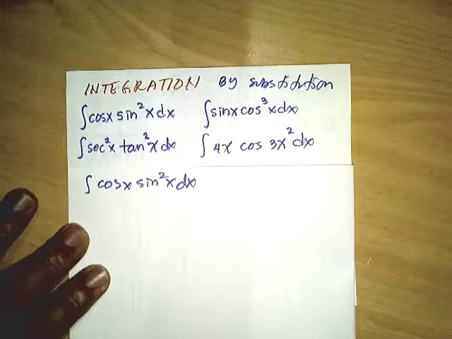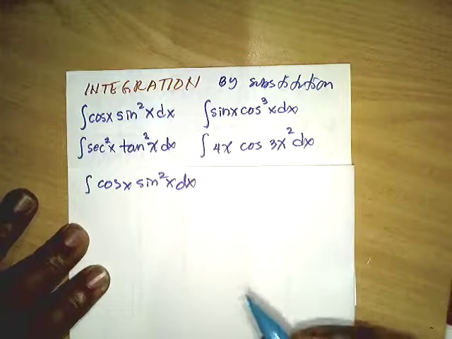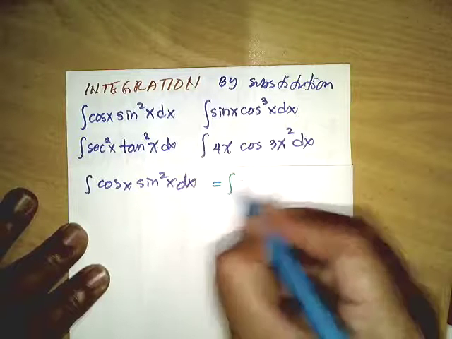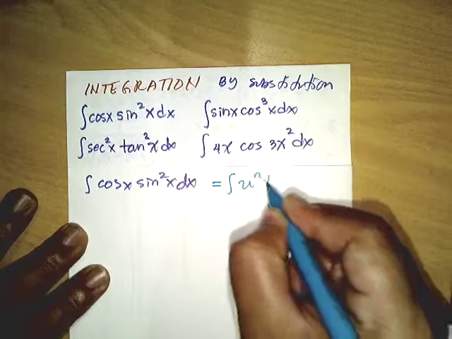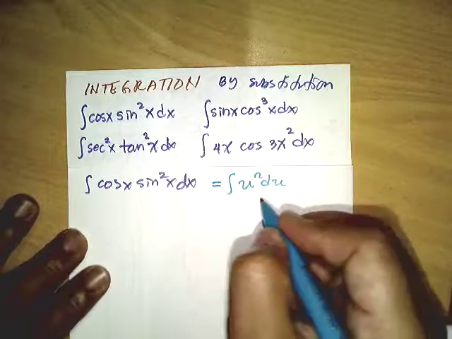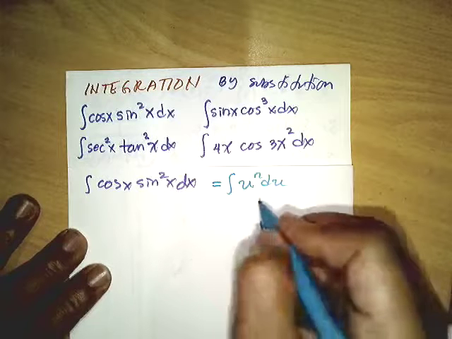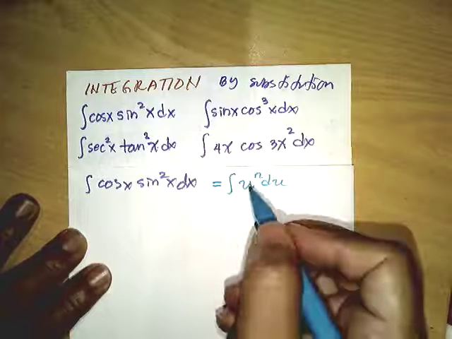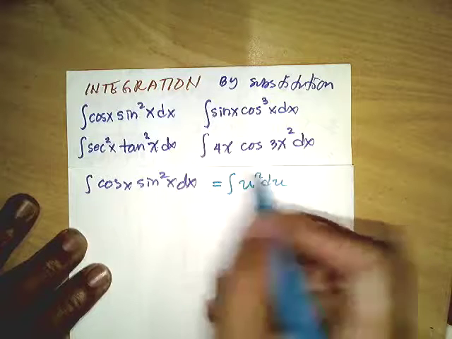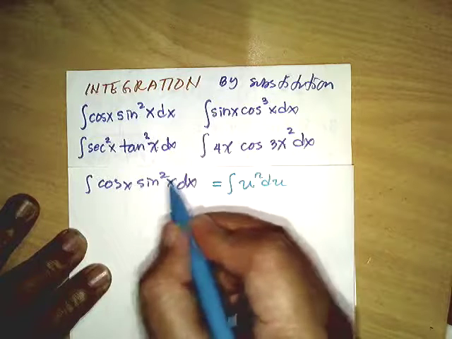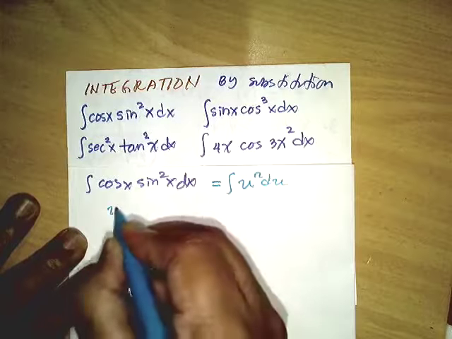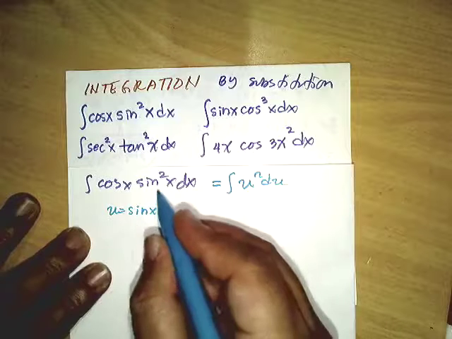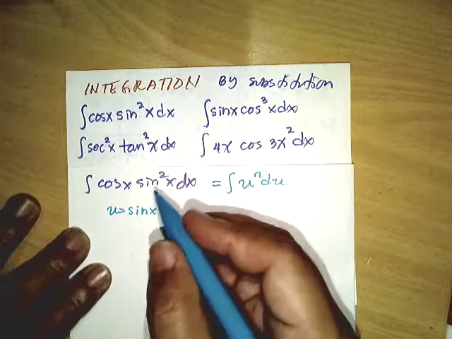In this case, again, we're using integration by substitution. We want to rewrite this into the form of u to the n du, because if you can rewrite it in this form, then it's going to be very simple for us to solve it. So the strategy is to take the one with the power, in this case sine squared x. So we can let u equal sine x. Again, we are letting u be sine x because it is the sine x which has the power.